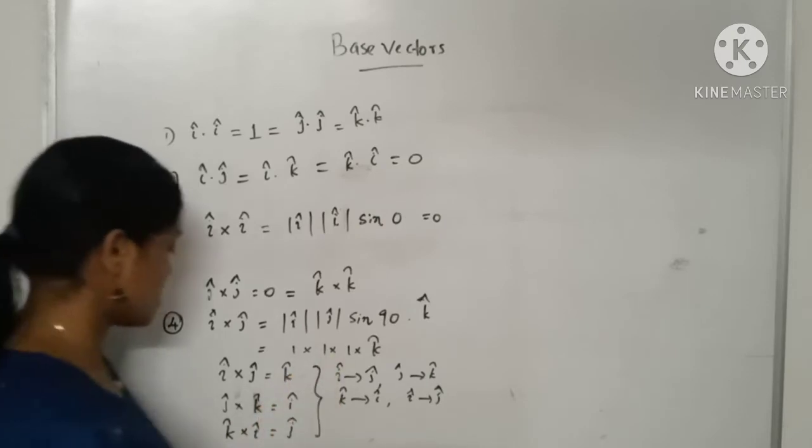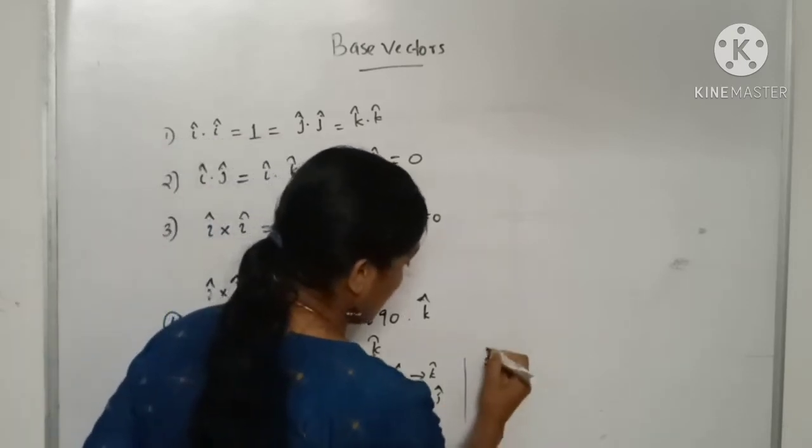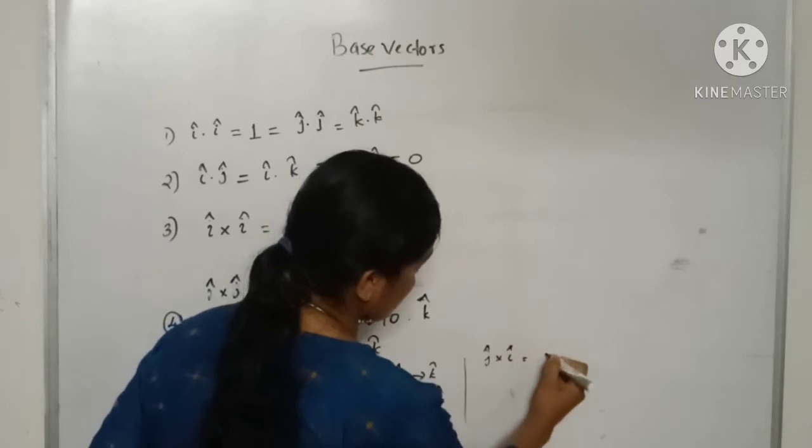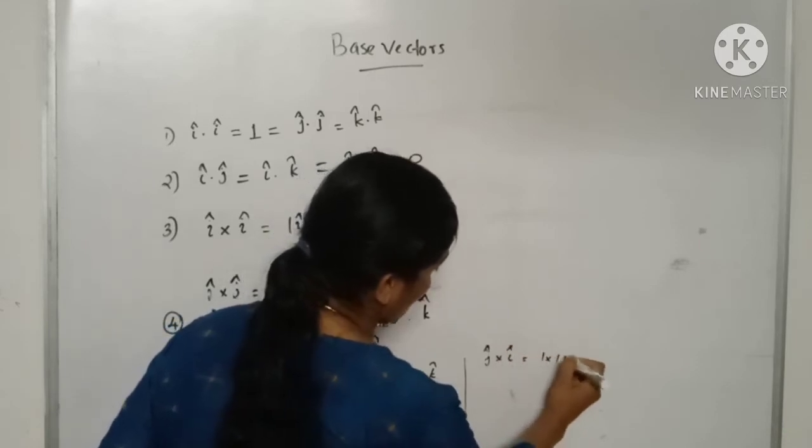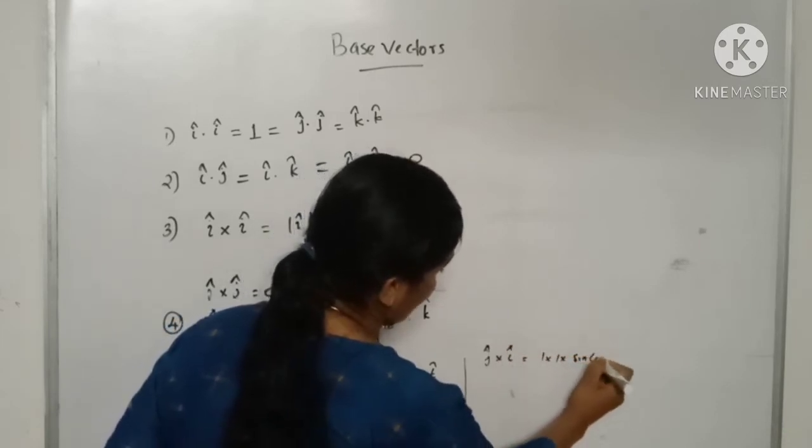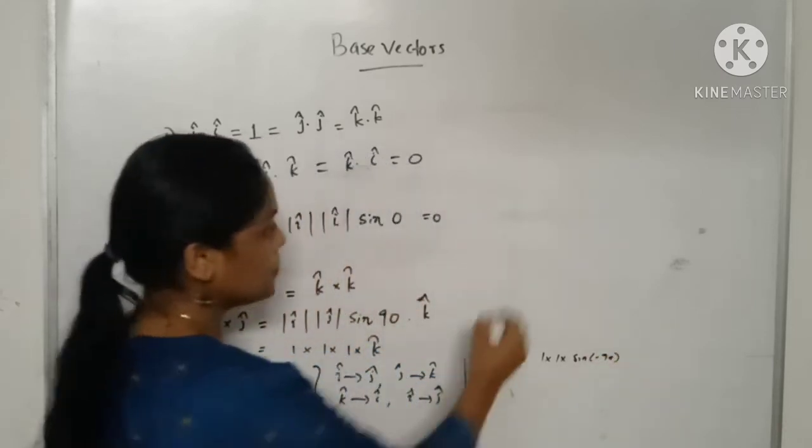So what is j cross i? What is j cross i? It is equal to 1 into sine of minus 90 degree.